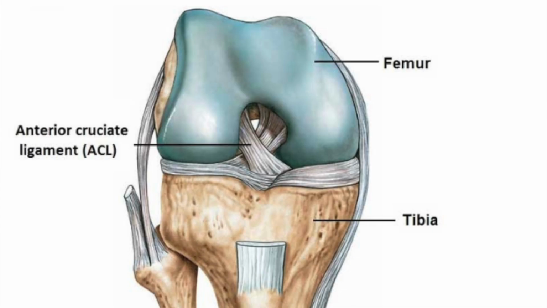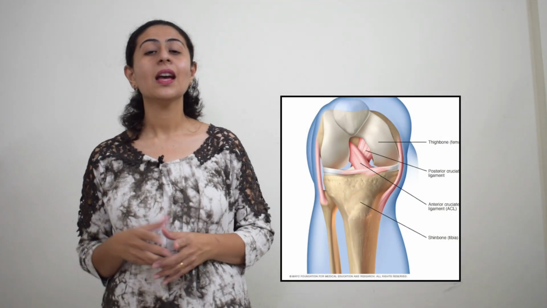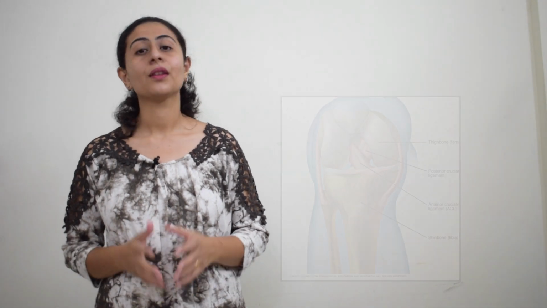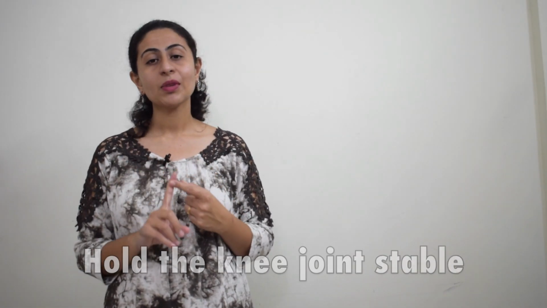How are the anterior and posterior cruciate ligaments different? Well, as the name suggests, the anterior cruciate ligament lies in the front side of the knee joint, whereas the posterior cruciate ligament lies on the back side of the knee joint. The function of both of these ligaments is to hold the knee joint stable. They connect two bones, the femur, also called the thigh bone, and the tibia, also called the leg bone, together and keep them holding.